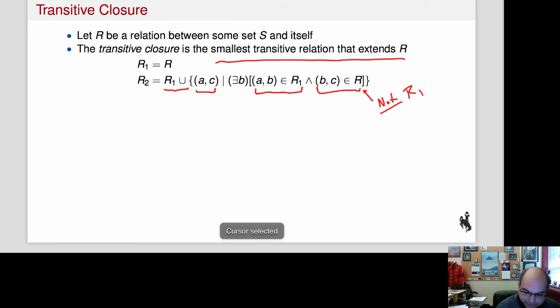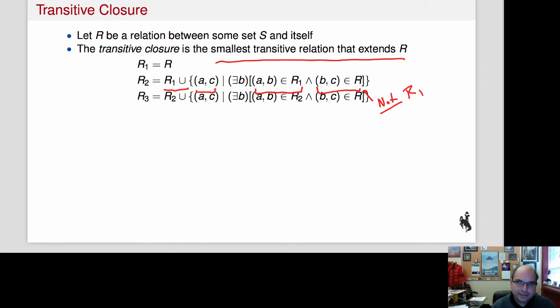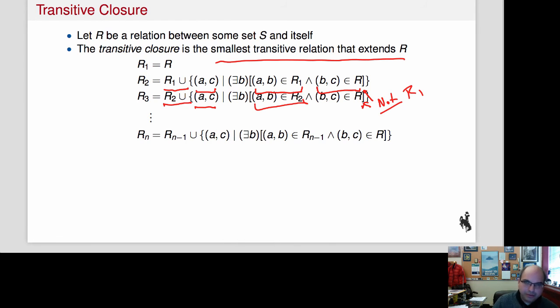And then once I have that, I'll move on to R3, and it's the exact same definition. R3 is equal to R2, what we had before, union the set of all AC such that AB belongs to R2, BC belongs to R, okay, again, not R1 or R2. So we're just adding another R at the end, and we just keep expanding that way. Once we have that, we generalize what we mean by Rn. Rn is just Rn minus 1 union the set of all AC such that there's some B where from A I'm related to B using Rn minus 1, then from B I'm related to C using just plain R, okay.